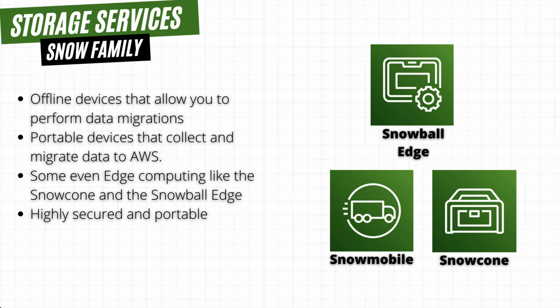The AWS Snow family offers secure and portable devices that collect and process data and can migrate data in and out of AWS. If we need to migrate data, we can use any of the three Snow devices. And for edge computing, we can use either the Snow Cone or the Snowball Edge devices.